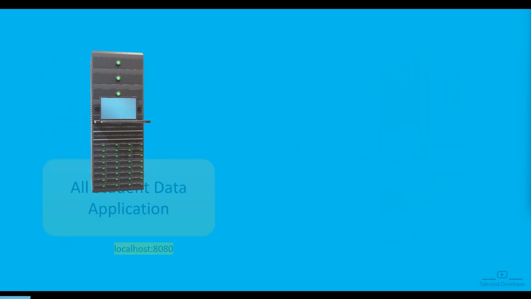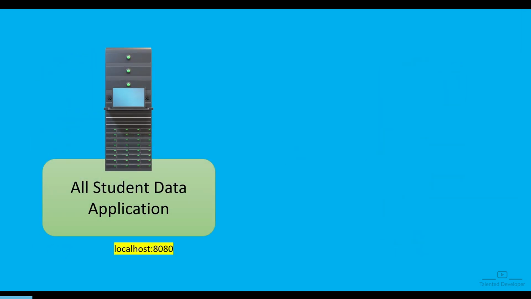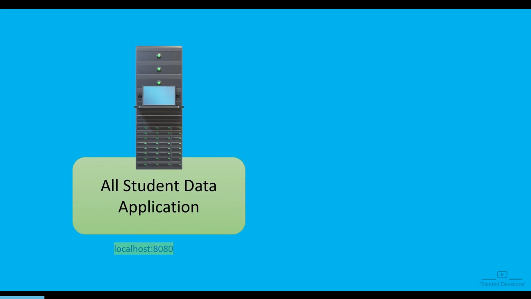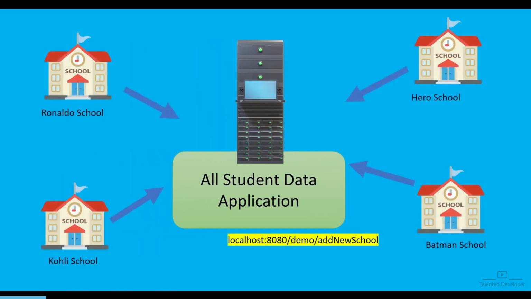Now imagine a student data application which is going to hold all the student data of an entire city or state, and that application will run on localhost 8080 port. Now what will happen? All the schools nearby in the city will try to sign up into the all student data application. So how can they sign up? They can use localhost 8080 slash demo slash add new school. Using this, Ronaldo school, Hero school, Kohli school, Batman school, and all other schools can easily sign up.